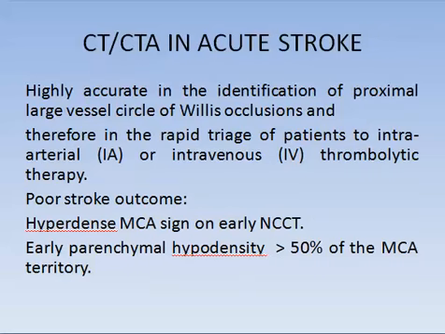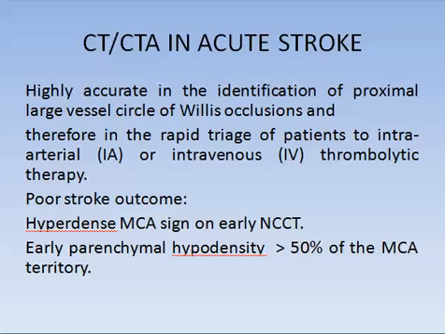CT and CTA, CT angiography, in acute stroke are highly accurate in identification of the proximal segment of a large vessel at the circle of Willis occlusions, and therefore in the rapid triage of patients to intra-arterial or intravenous thrombolytic therapy.